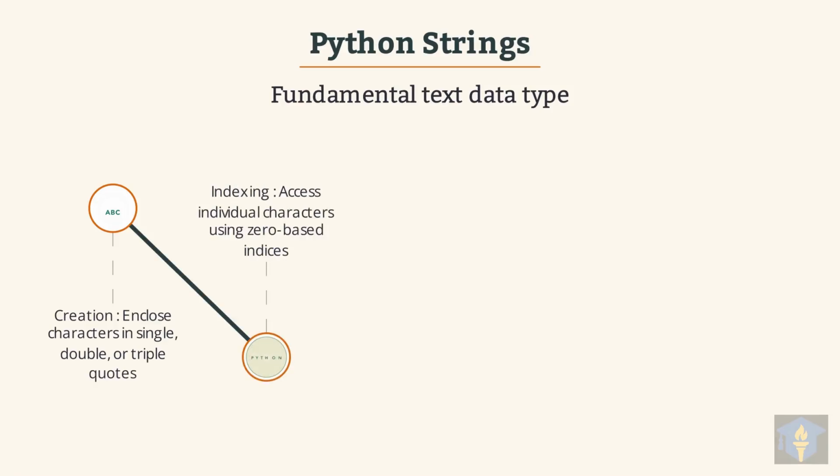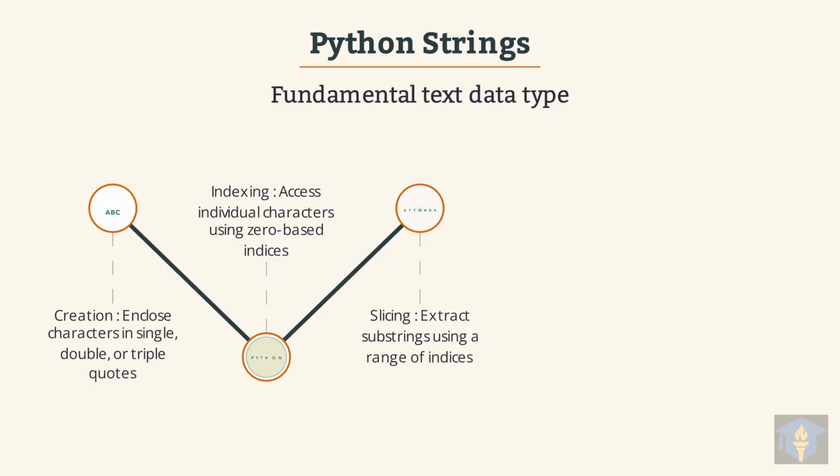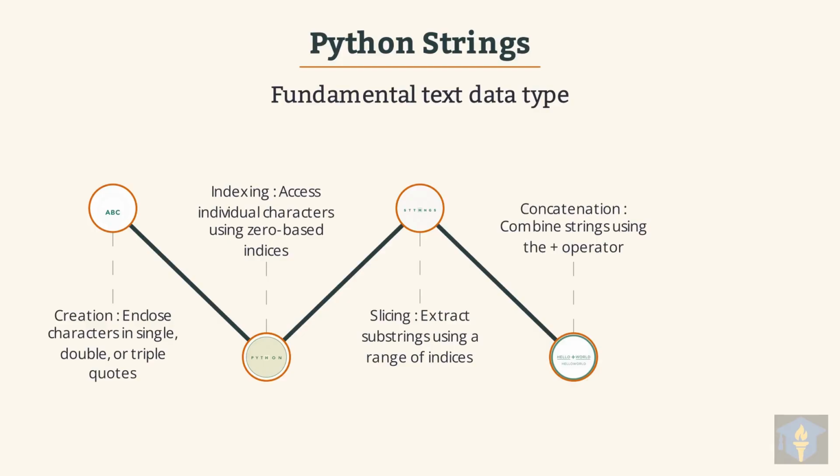Indexing allows you to access individual characters within a string using their zero-based positions. Slicing lets you extract specific substrings by providing a range of indices, defining a start and end. Concatenation combines two or more strings together into a single, longer string using the plus operator. Repetition allows you to create a new string by repeating an existing string multiple times using the asterisk operator.